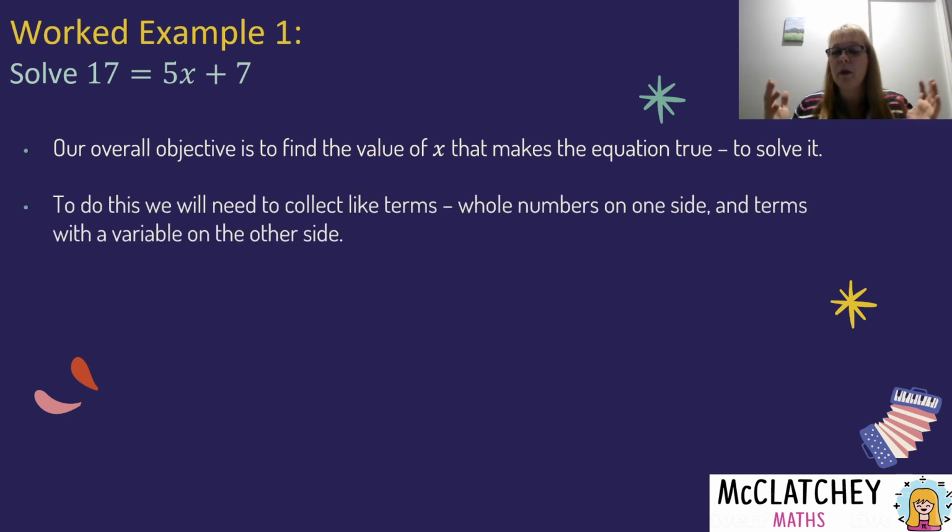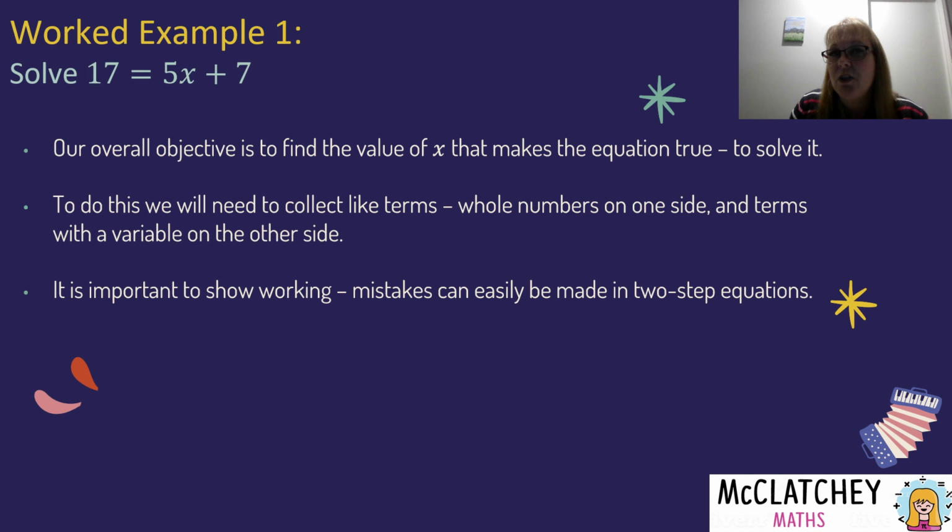Now, to do this, what we're going to be doing is collecting like terms. This is a concept we've talked about in previous videos. So we're going to try and get our whole numbers, so that's the 17 and the 7, and collect them on one side of the equal sign, and any term with a variable, so that's our 5x, get that to the other side of the equal sign. So we're trying to get these apart from each other with the equals in the middle.